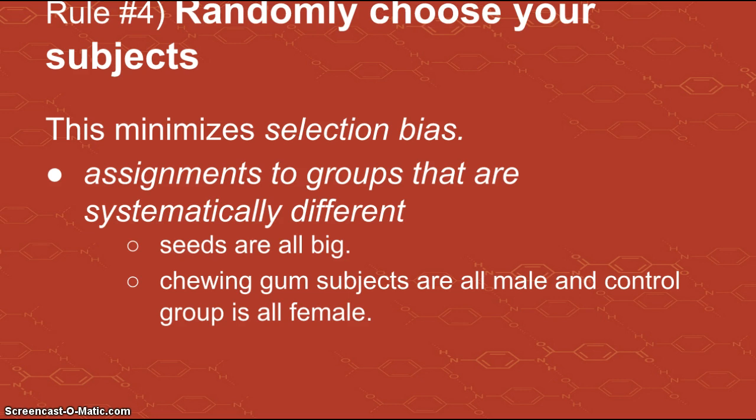To eliminate the bias, you could randomly close your eyes and pick out seeds from the bag. Or in the case of the chewing gum, you could put everyone's name in a hat and randomly choose the names, and the first 10 people would be in the control group and the second 10 would be randomly chosen for the experimental group, the chewing gum group.